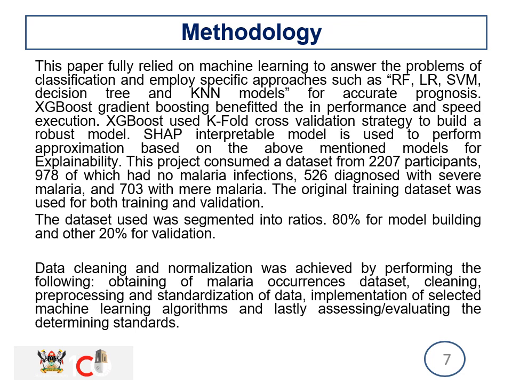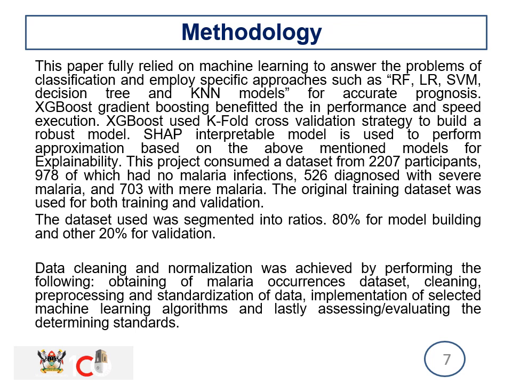the methodology provided here. It shows that this paper fully relied on machine learning to answer problems of classification, and it utilized random forest, linear regression, support vector, decision tree, and k-nearest neighbors models for its prognosis. XGBoost excelled in performance and speed of execution. The XGBoost utilized a careful cross-validation strategy to build a robust model in this case. Incorporating explainable AI, the SHAP interpretable model is brought in to perform the approximation based on the other models that have been used above.